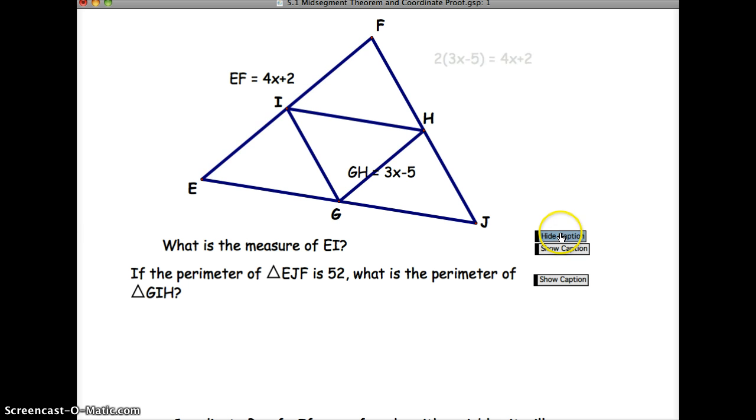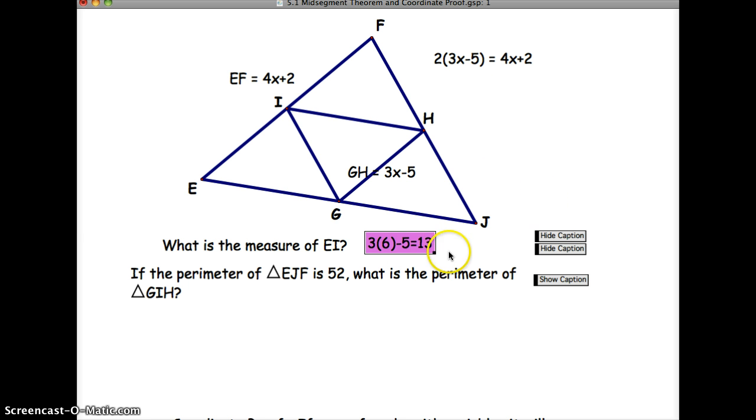I can set that up algebraically as 2 times 3x minus 5 equals 4x plus 2 in order to solve for x. Now I have 6x minus 10 equals 4x plus 2. Then I have 2x minus 10 equals 2. Then 2x equals 12, so I end up with x equals 6.